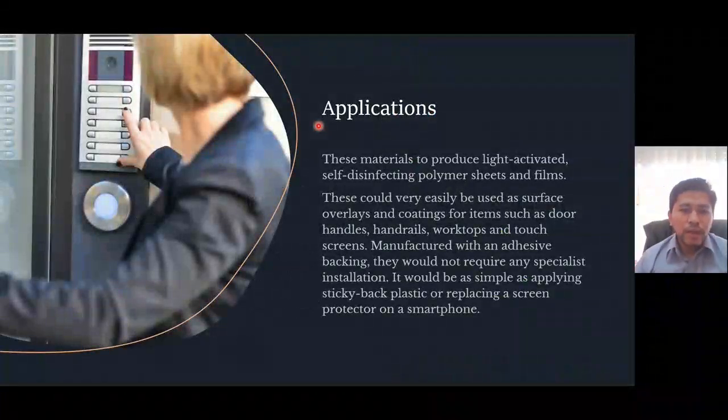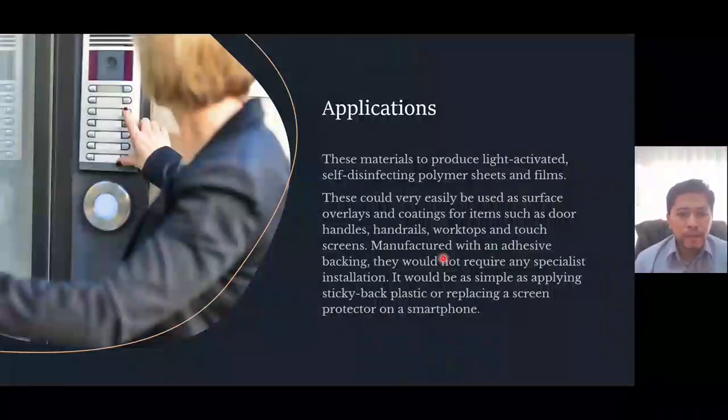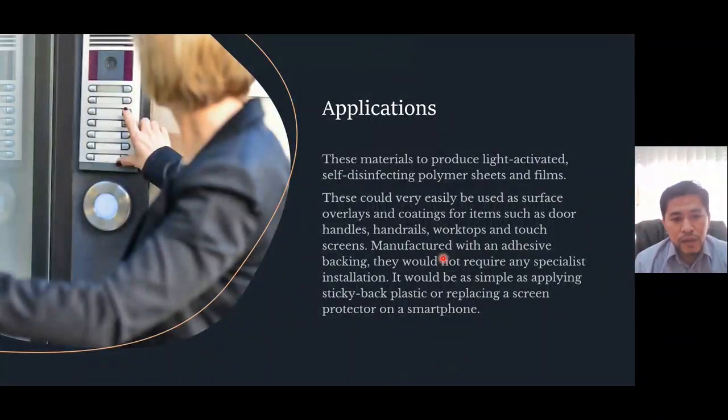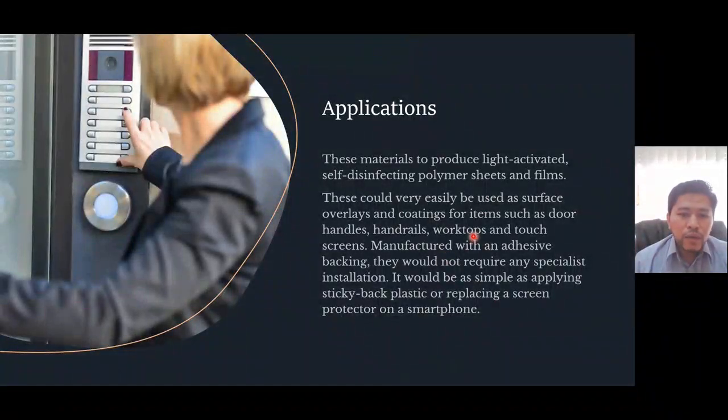And these materials can produce a light-activated self-disinfecting polymer sheet and film. This could very easily be used as a surface overlay and coating for items such as a door handle, handrail, worktop, and touch screen, and manufactured with an adhesive backing. They would not require any specialist installation. It would be as simple as applying a sticky back plastic or just replacing a screen protector on a smartphone.